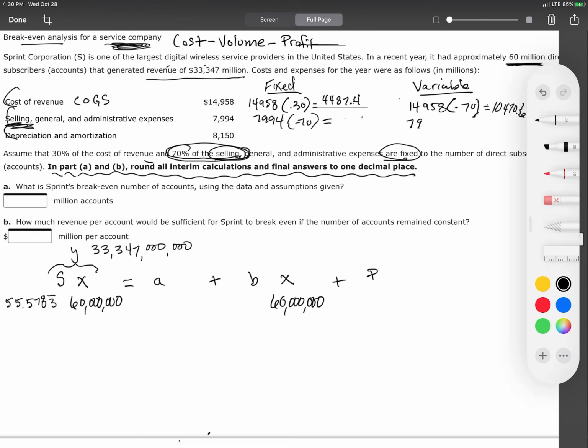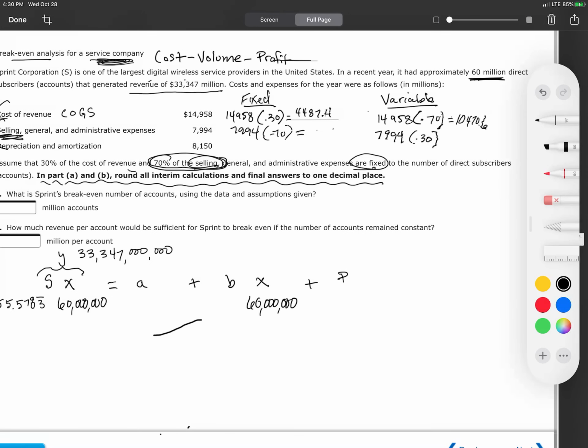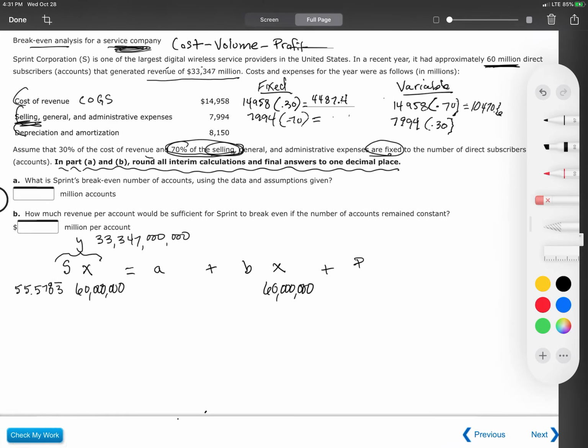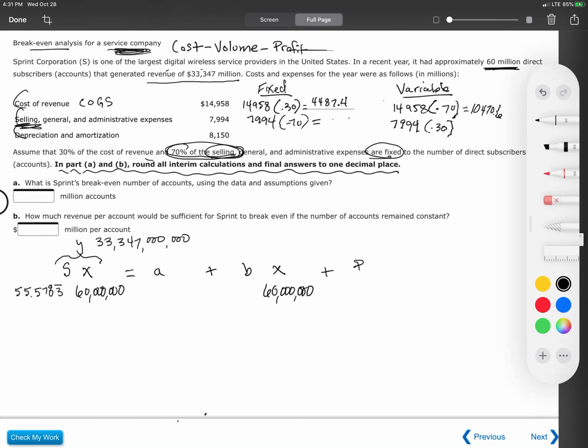Something's wrong with my Apple Pen. Actually, I think it's there's a crack in my iPad. I think that's the problem.